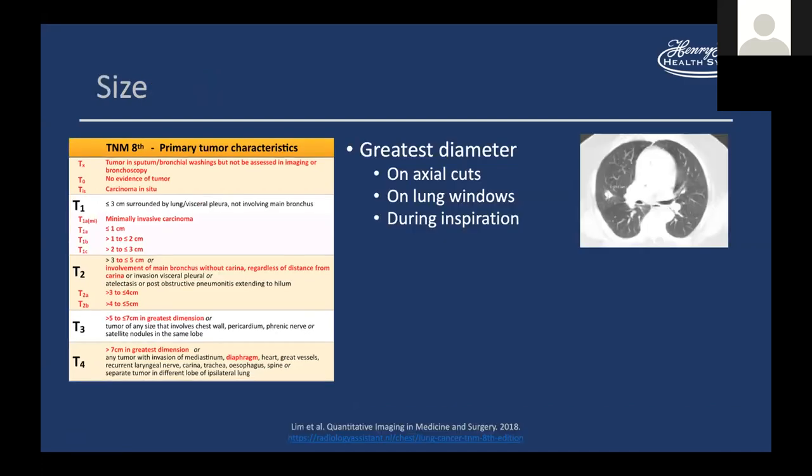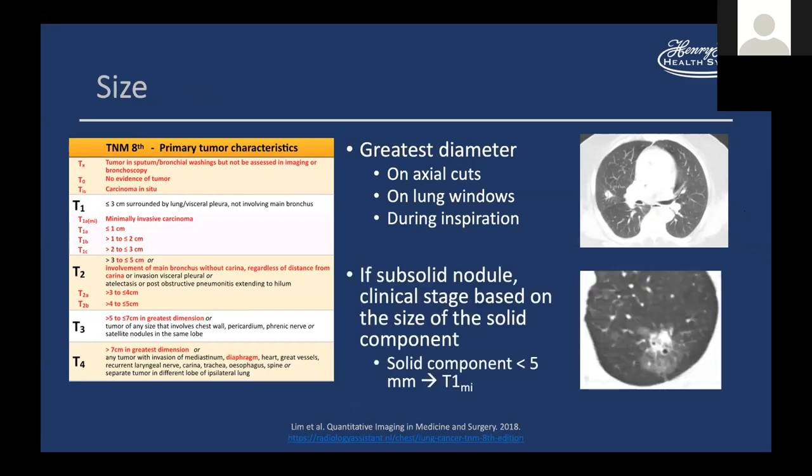How do you measure the tumor size? So the ACCP says that you should do it on lung windows in the axial cuts, and then you measure the greatest diameter. They also say it should be during inspiration. Most CT scans are done in inspiration. The eighth edition was the first edition to look at subsolid nodules.